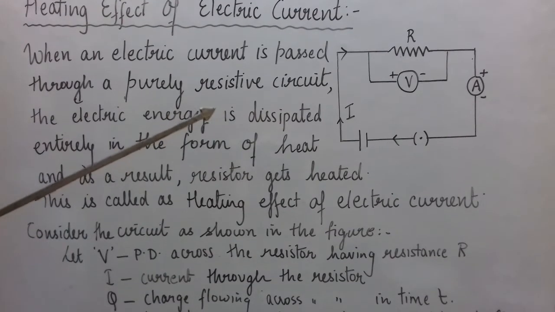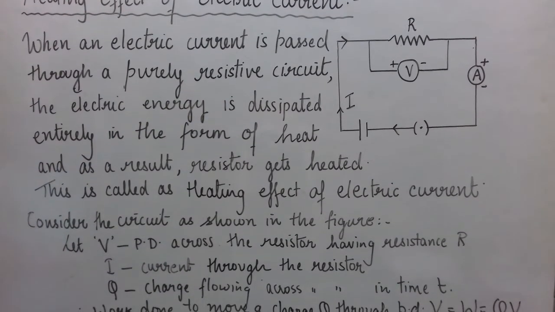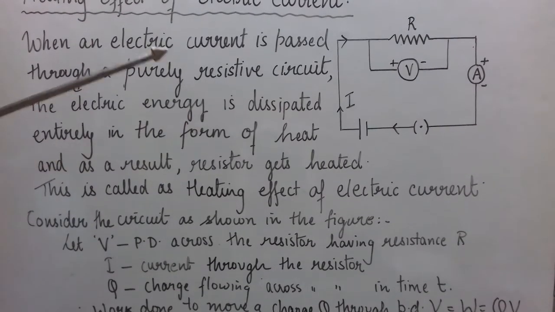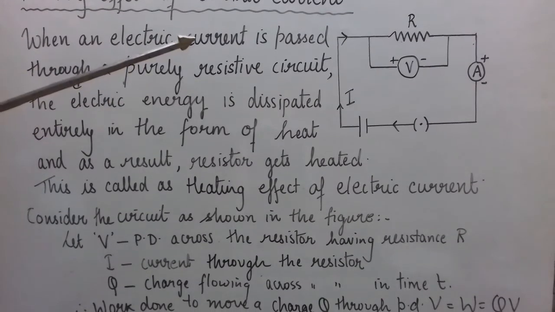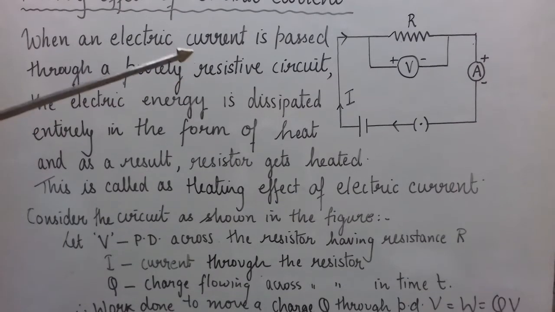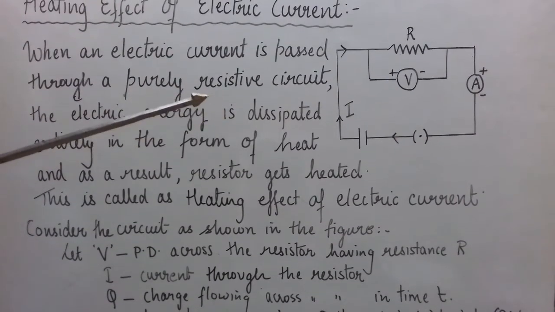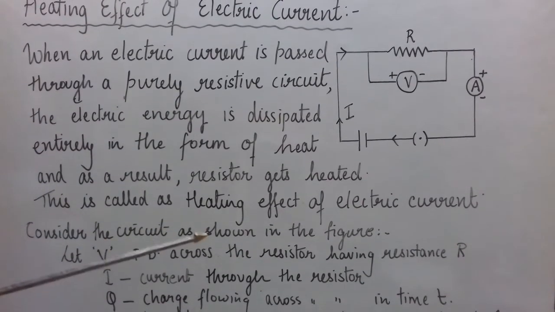Consider the circuit as shown in the figure. We can see a cell is there, a key is closed, and hence the direction of current is shown. A resistor having resistance R is connected, a voltmeter is connected across the resistor, I is the current flowing through the circuit, or through the resistor we can say. An ammeter is connected in the circuit to measure the current. So consider the circuit as shown in the figure.